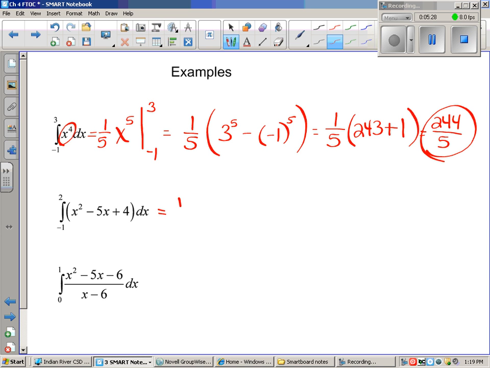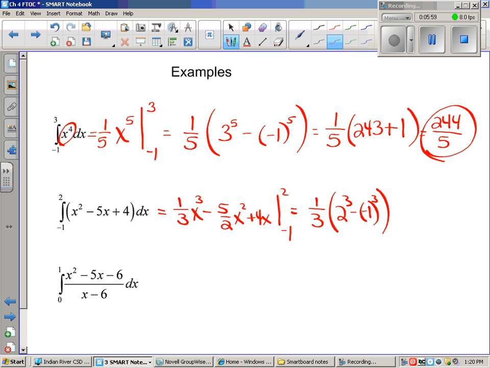The next one would be 1/3 x cubed. We're going to do its integral. Remember, we're going up a power, divide by the new exponent. The next one would be 5/2 x squared plus 4x. Evaluated from negative 1 to 2. So now we're going to plug those in. So once again, I want you to see how I would substitute this in. That is 2 cubed minus a negative 1 cubed. Then we have a minus 5/2. And we would have 2 squared minus a negative 1 squared.